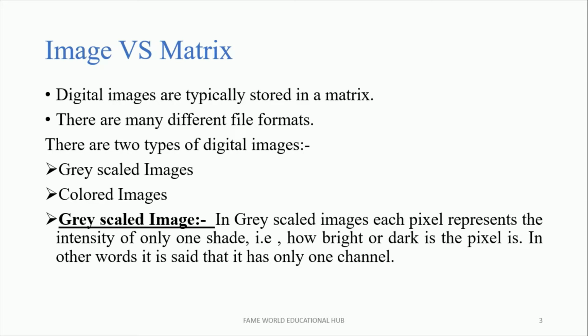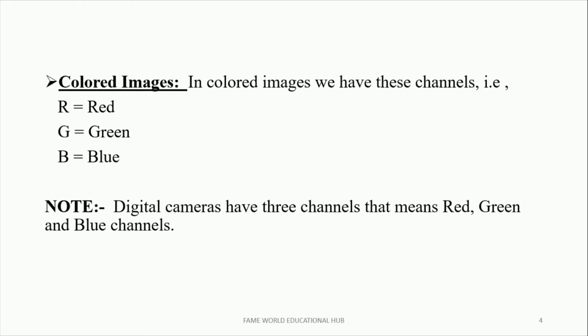Mainly two types of digital images are there: the grayscale image, that you can consider as the black and white image, and also the colored image. Grayscale images are basically the black and white ones. Each pixel represents the intensity of only one shade, that is how bright or dark the pixel is. In other words, it has only one channel. But colored images have three channels. That is RGB, red, green and blue.